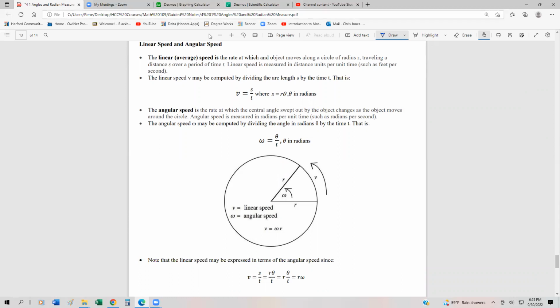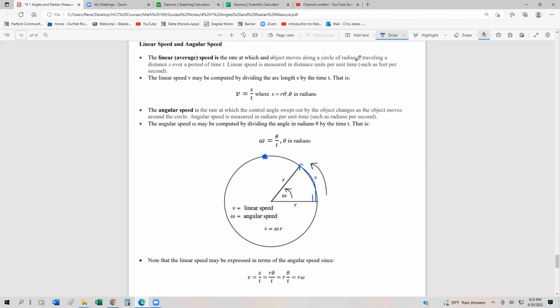velocities, right? The linear speed is the rate at which the object moves along a circle, okay? So we call that v in this case. That's just going to tell us how fast an object is moving in a circular pattern. It's basically like a point on the circle, okay? So how many miles per hour, or how many feet per second it's moving, and we just use that as v, okay?